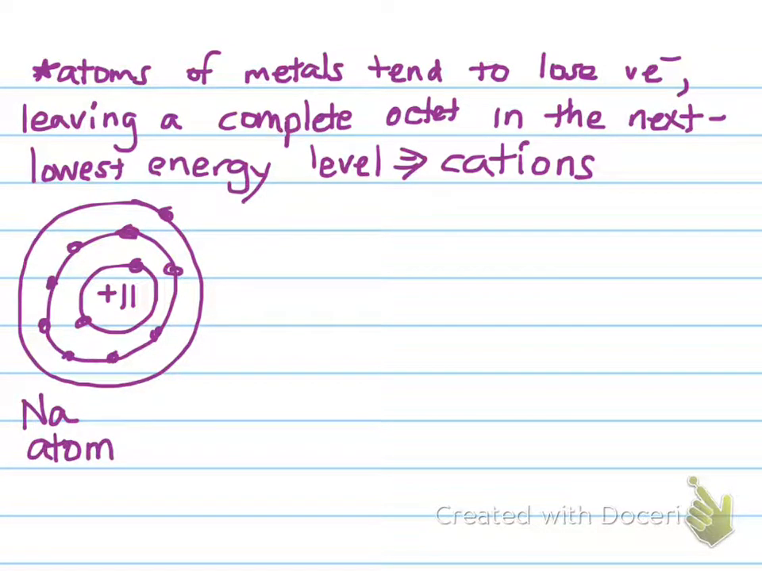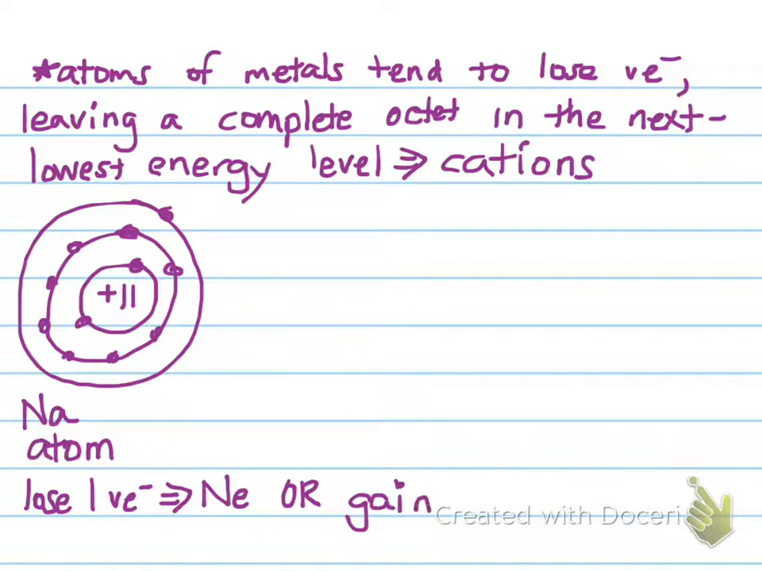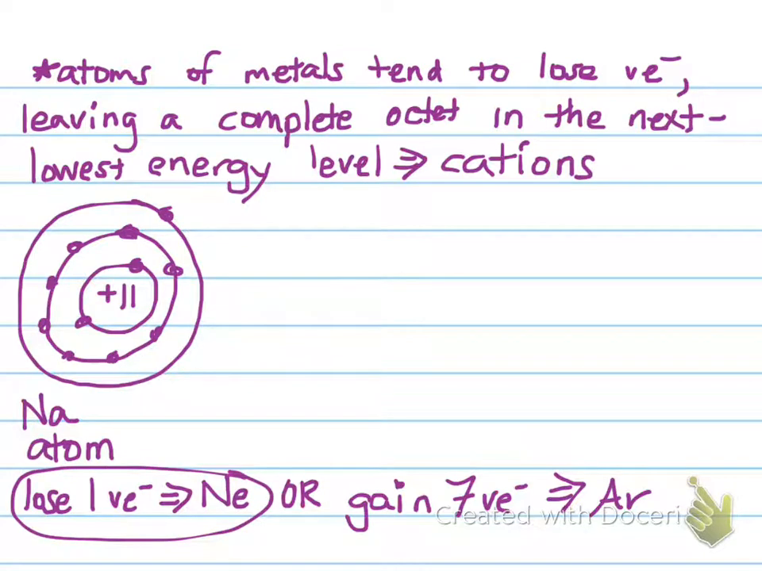Now, when sodium forms an ion, it would have two choices. It could lose its 1 valence electron to become like neon, or it could gain 7 valence electrons to be like argon. It's always going to do whatever's smaller, right? So it's going to lose 1 valence electron.